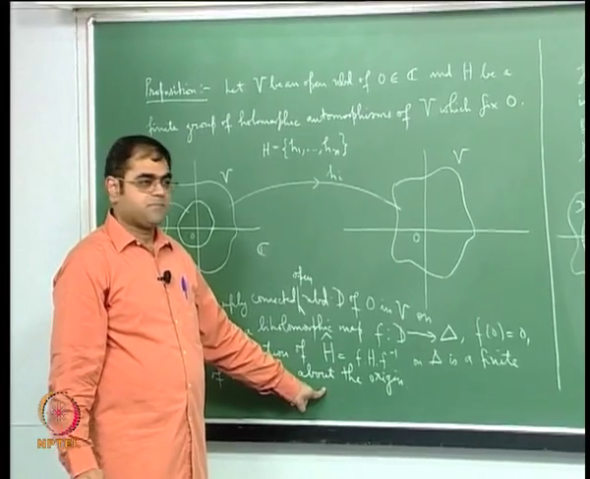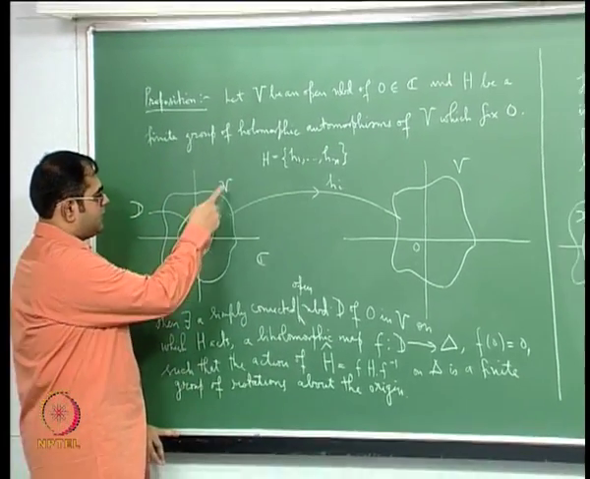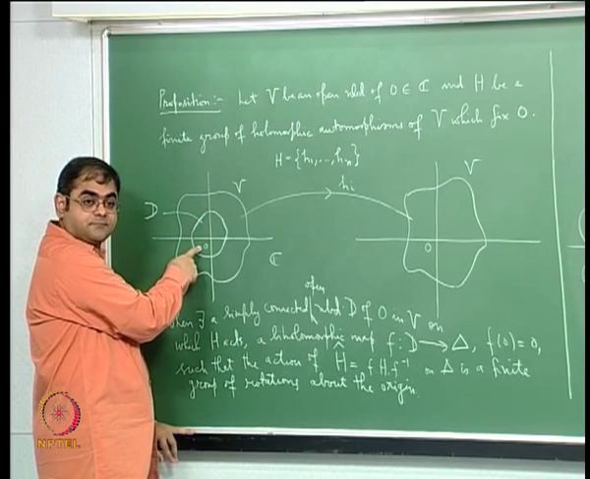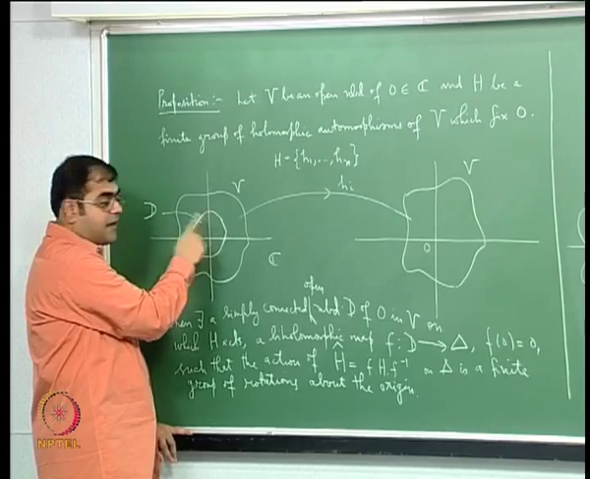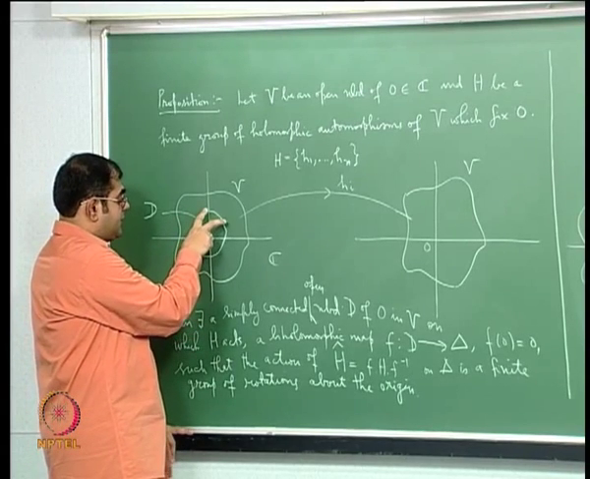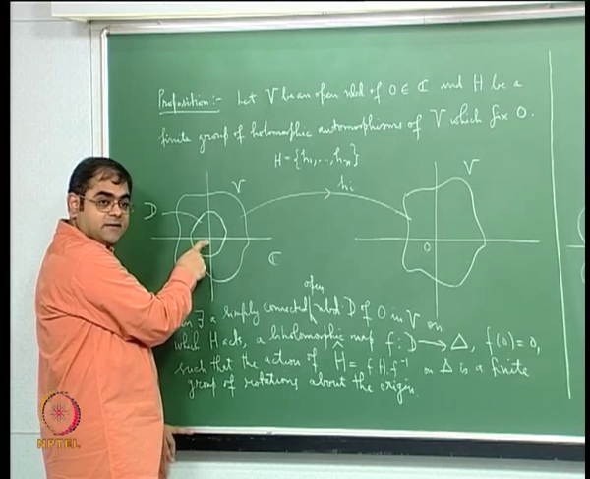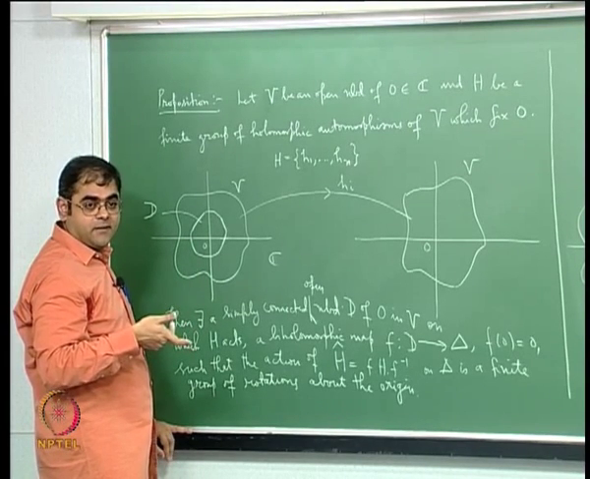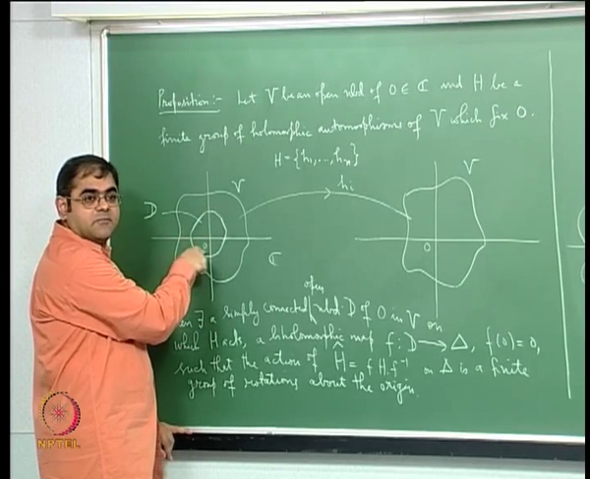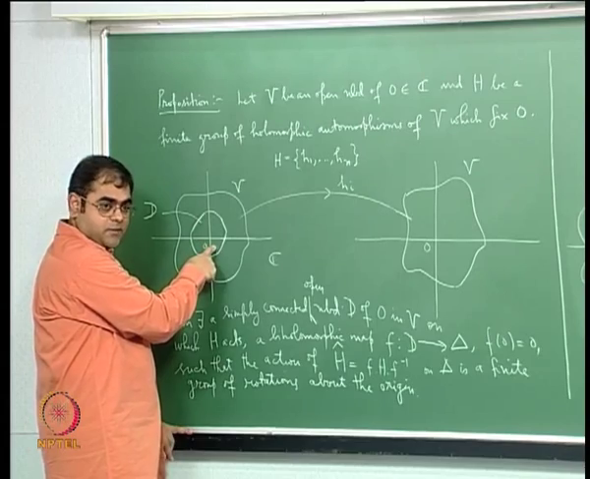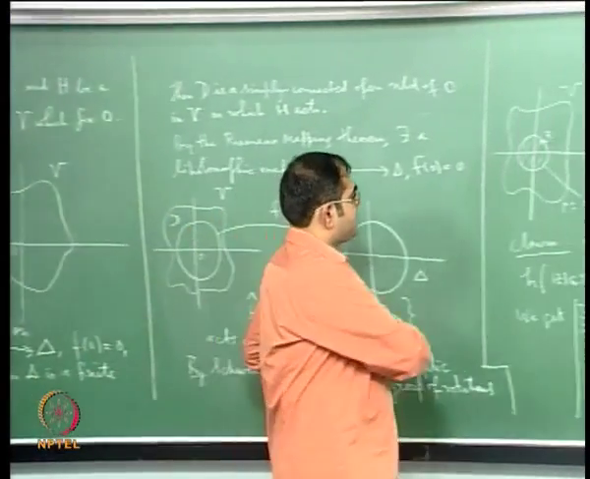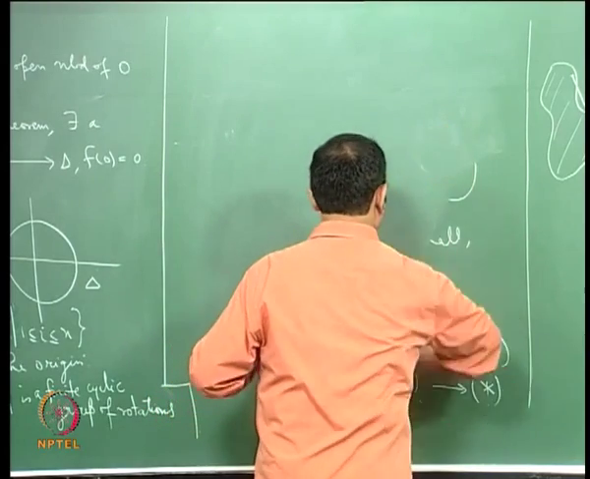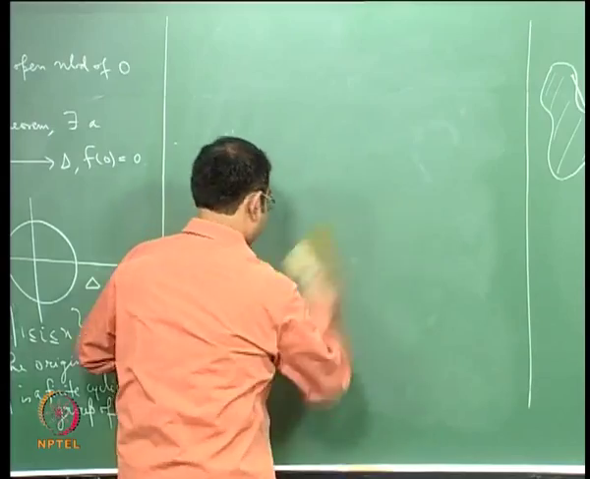So the picture that emerges is that you have a finite group of holomorphic automorphisms of a neighbourhood of the origin. The way it acts is, locally at the origin, it is like the action of a finite group of rotations on the unit disk, which is isomorphic to a disk-like neighbourhood inside V of the origin. So that finishes the proof of that proposition, and now we can go back to what we were trying to prove. Let me just restate that and finish the proof.